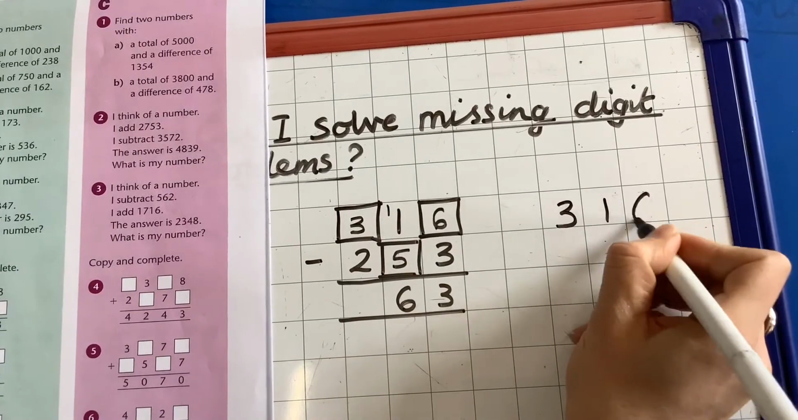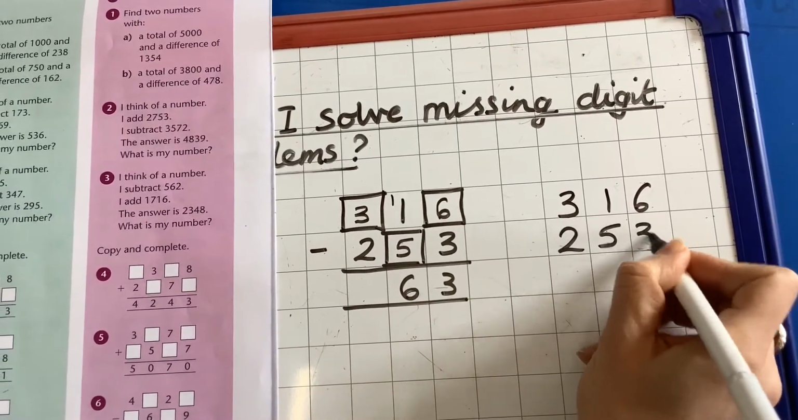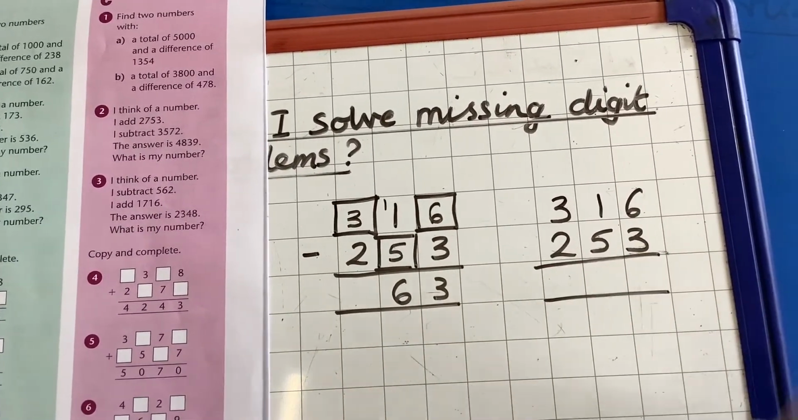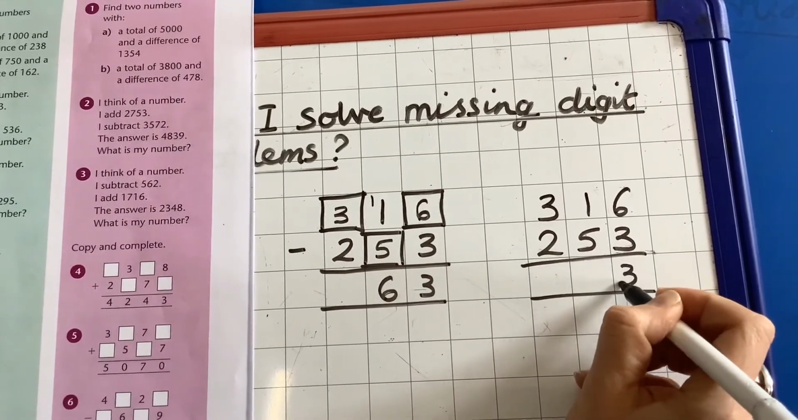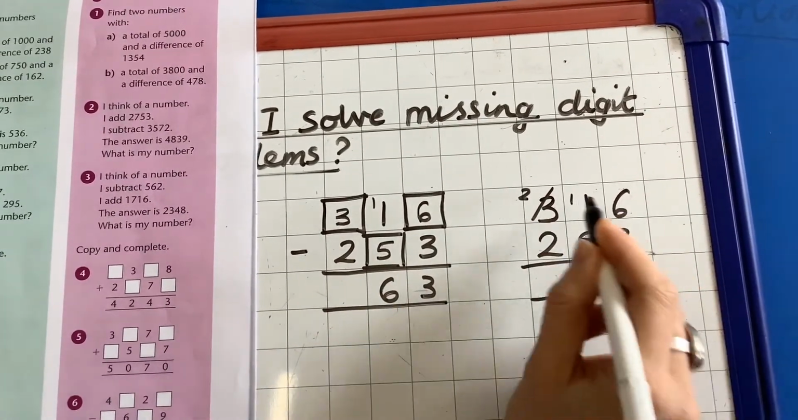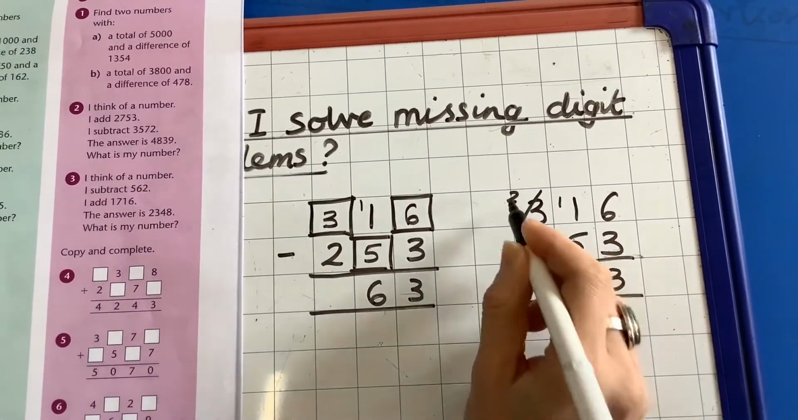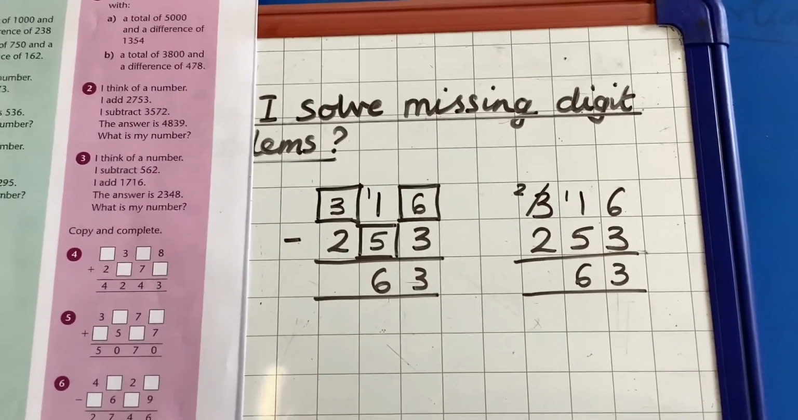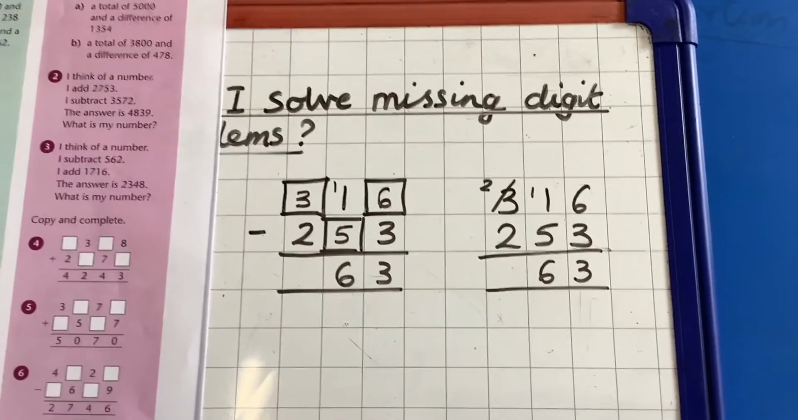These are tricky, these ones, aren't they? You really have to think. Should we see if this works? 6 take away 3 is 3. 1 take away 5 I can't do. 11 take away 5 is 6. 2 take away 2. Yay! I did it. So they are a bit tricky, these ones.